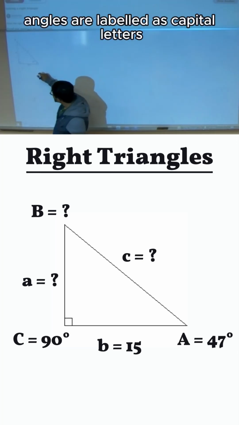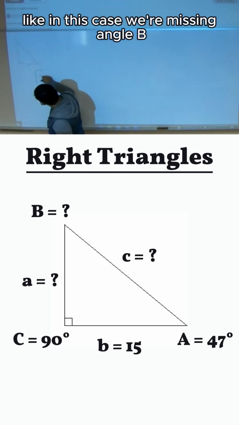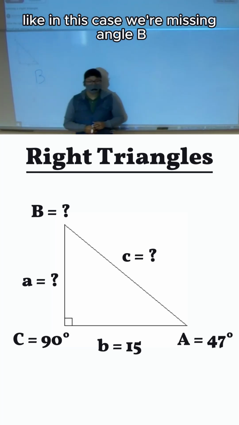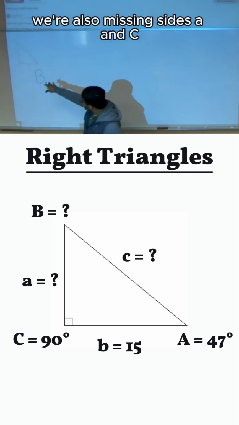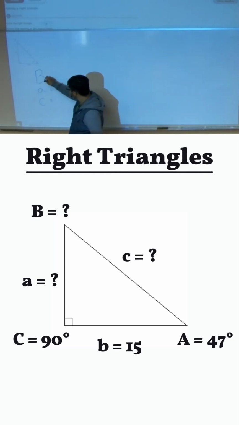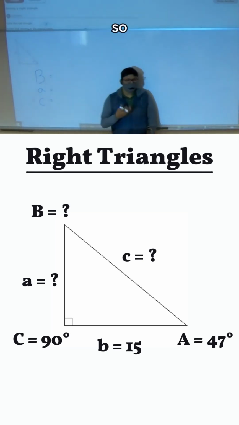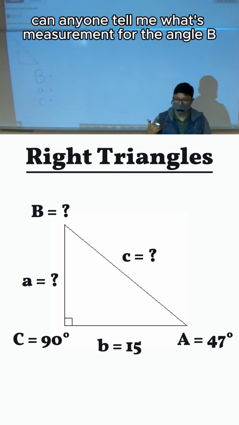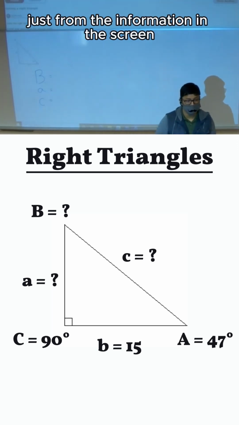Angles are labeled as capital letters. Like in this case, we're missing angle B. We're also missing sides A and C. So can anyone tell me what's the measurement for the angle B? Just from the information in the screen.